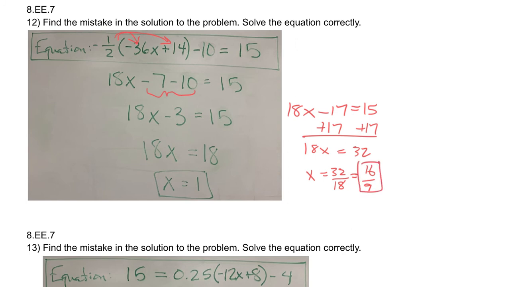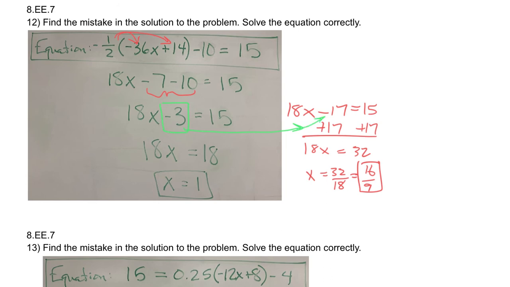So solve it correctly. I'll put the mistake in green. This is the mistake right there. That should have been minus 17, which is right there.